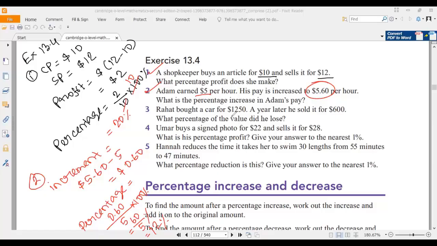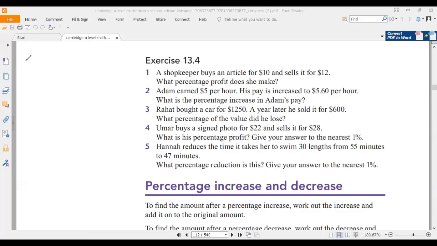Now, question number 3. Question number 3 says, Rahat bought a car for $1,250. A year later, he sold it for $600. What percentage of the value did he lose? So at first, we need to find out how much money he lost after selling the car. So that will be 1250 minus 600. That means $650.